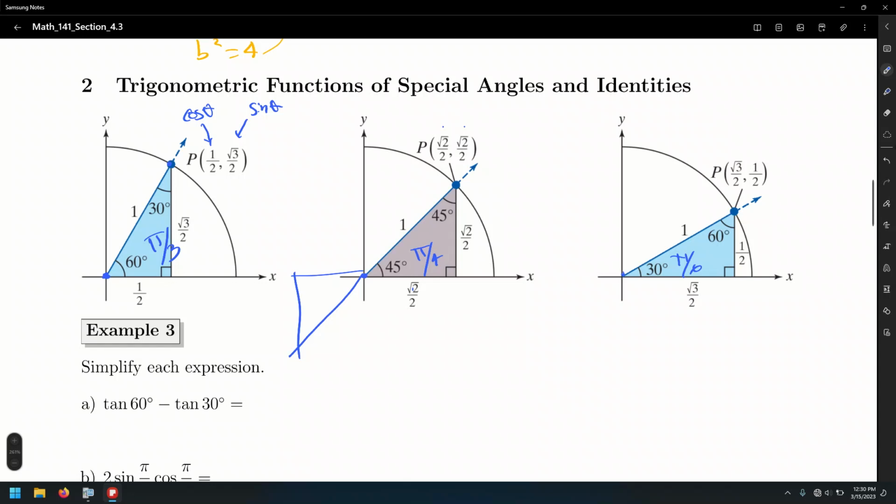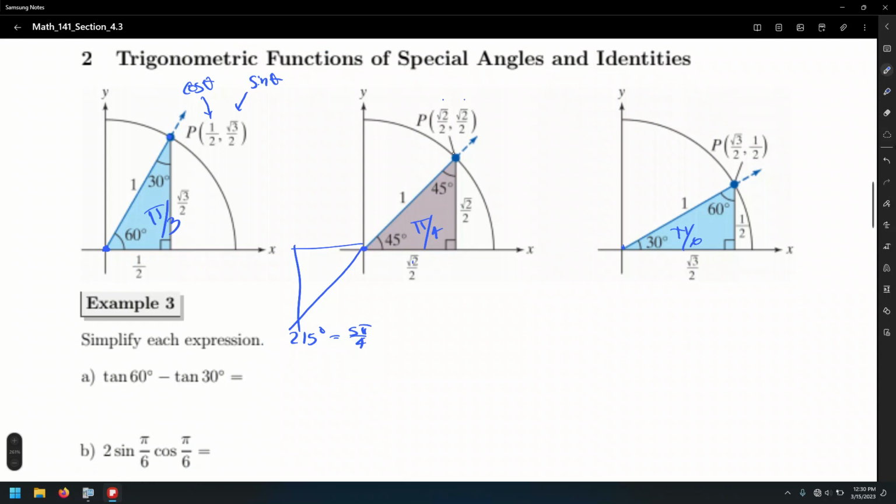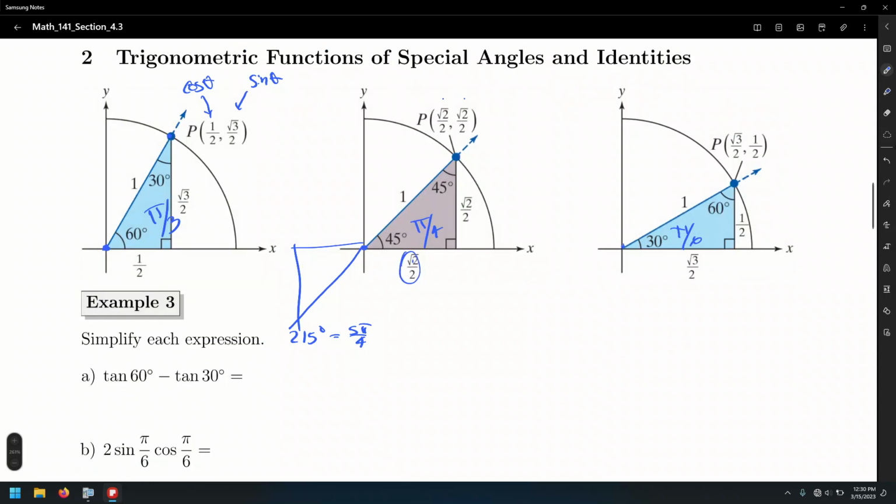Is that 215? No, 225? 225 degrees, that's 180 plus 45, right? So what if you want to find sine of 225 degrees, or 5 pi over 4? Well, just bring down this length right here, make this a negative root of 2 over 2, and make this a negative root of 2 over 2. That's all we do, depending on what quadrant we go.